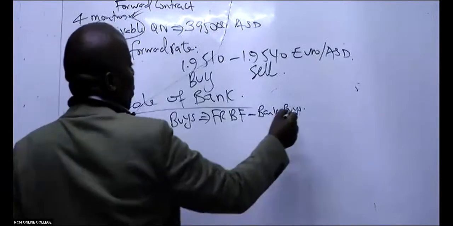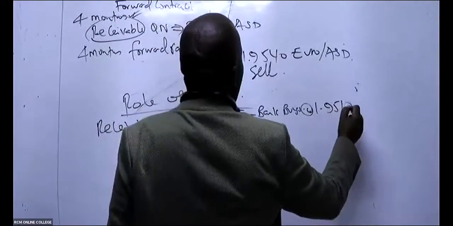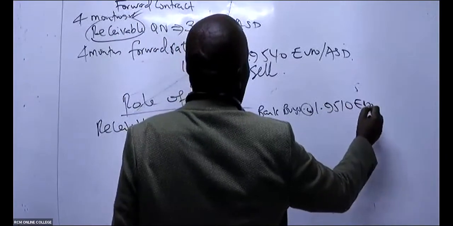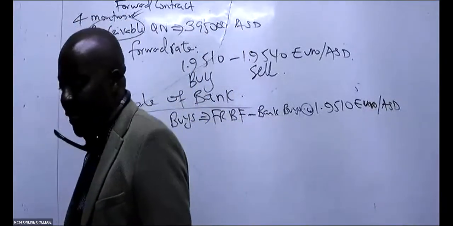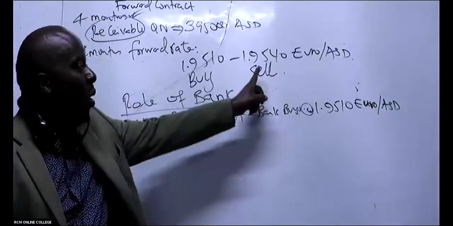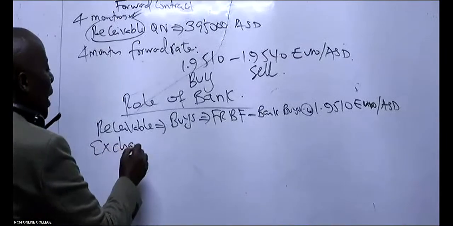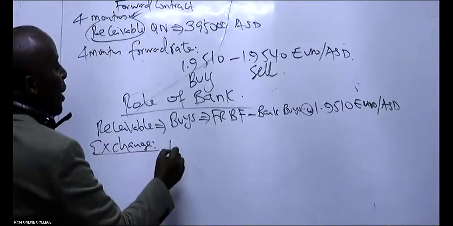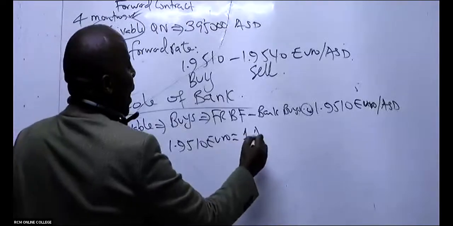So it shall buy at what rate? It shall buy at the buying rate, which is 1.9510 euro per ASD. Because now you know the buying rate, abracadabra, go ahead and exchange. So while exchanging, we have 1.9510 euro equals $1 Australian.